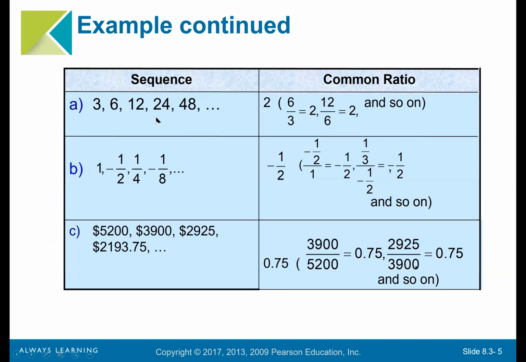So we've got this sequence that has a common ratio of 2. And this one had a common ratio of negative 1/2. They wrote this as 0.75 instead of 3/4, so it's even easier to do on your calculator.